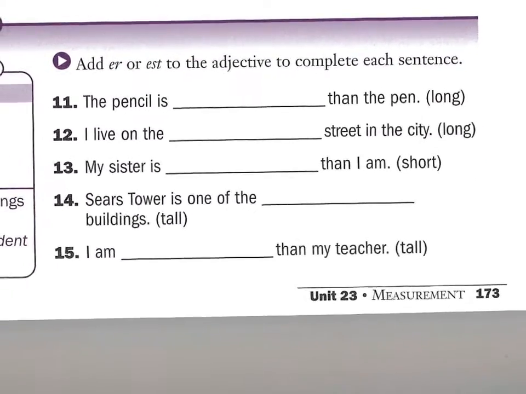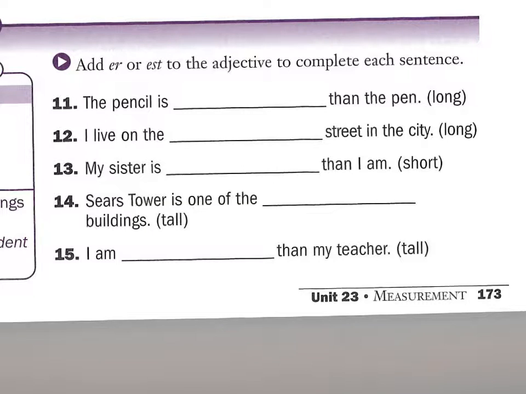Adding er or est. The pencil is blank, then the pen. Is it going to be longer or longest? The pencil is longer than the pen. I live on the blank. So is it 2 or 3? 3 or more. So if it's in the whole city, we're going to say I live on the longer street or the longest street. I live on the longest street in the city.